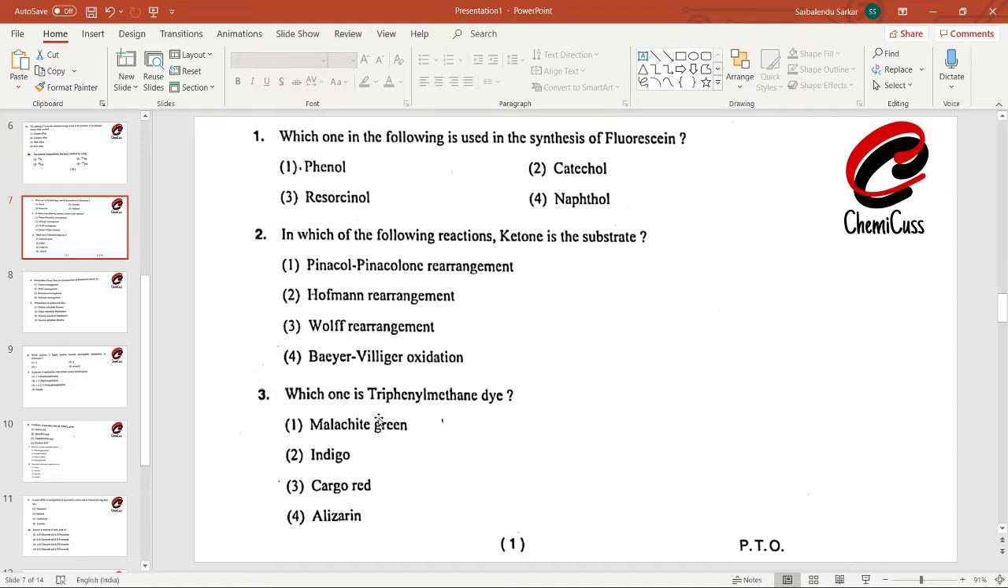And which one is a triphenylmethane dye? It is basically malachite green. We know that very well because of the structure.